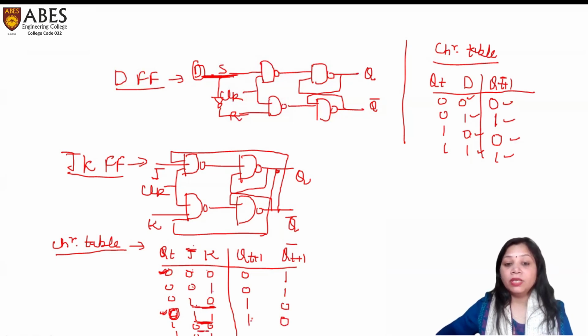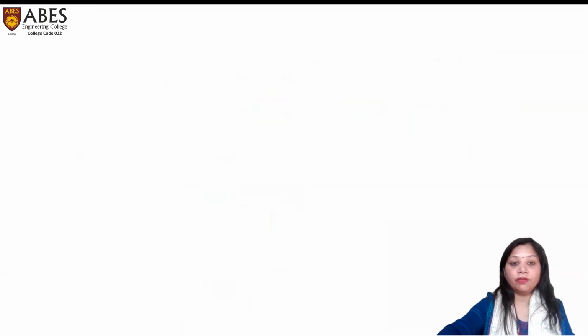And here J and K both are 0, that means no change. If the previous value is 1, then the output is 1 and complement is 0. 1 0 1, output 0, complement 1. 1 1 0, output 1. And the last one is 1 1 1: Qt 1, J 1, K 1. So that means for 1 1 we get the complement of Qt. So the output would be Qt complement 0 and Qt plus 1 complement 1. This is called the JK flip-flop.